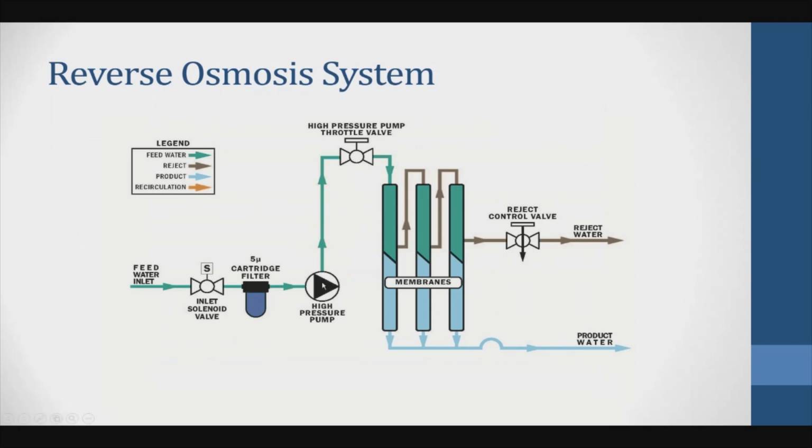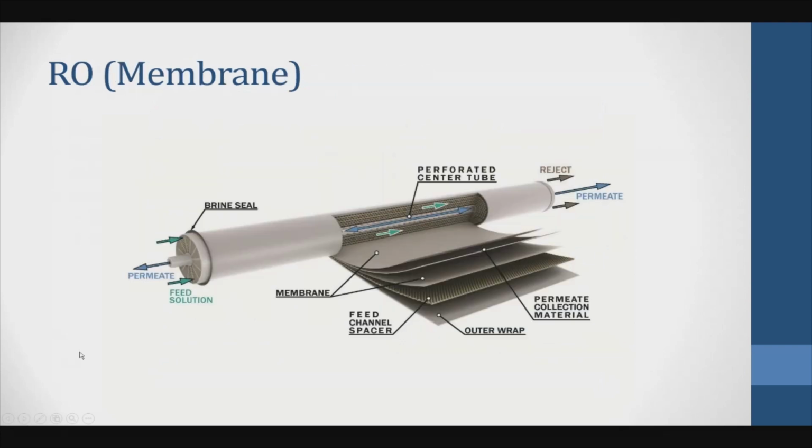This is how a reverse osmosis membrane would look. It has a membrane sheet, which is a polymer. It has a feed channel spacer, and it has something inside, which is a center tube that has small holes that collect permeate water. You can collect the permeate water, the good one, from either side.